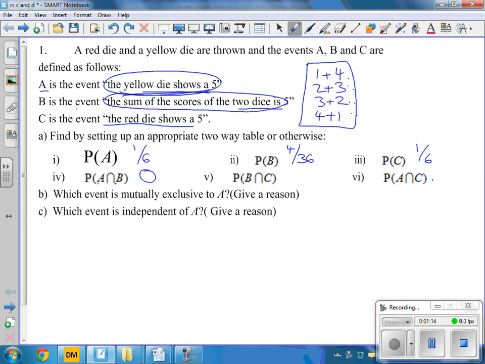And it's the same thing the other way. This says B and C are both going to happen. This is the sum is 5 and the total on the red one's 5. And so that really is just 0 as well.